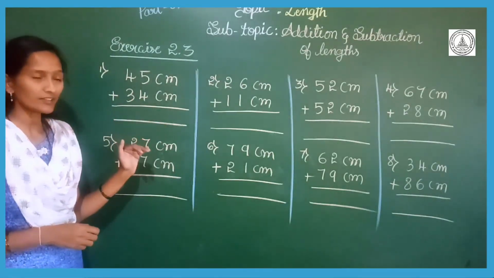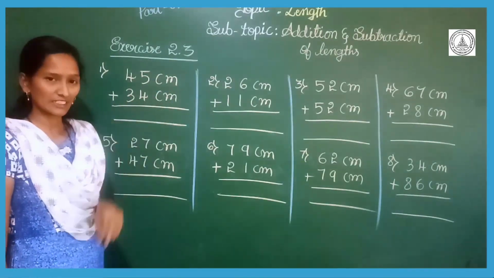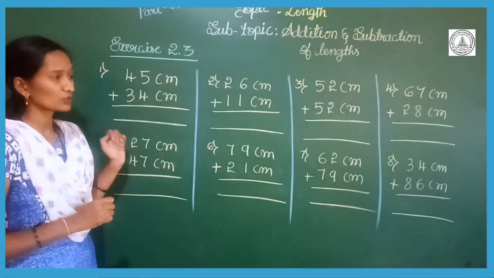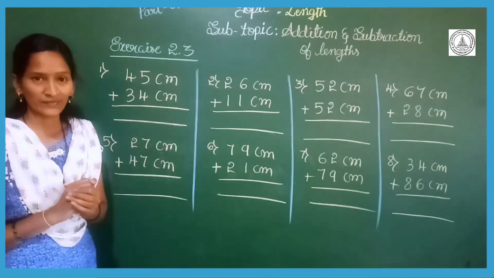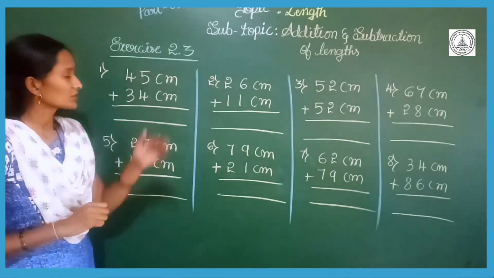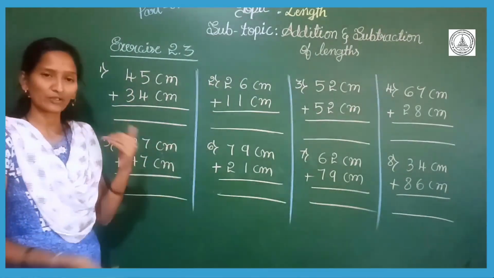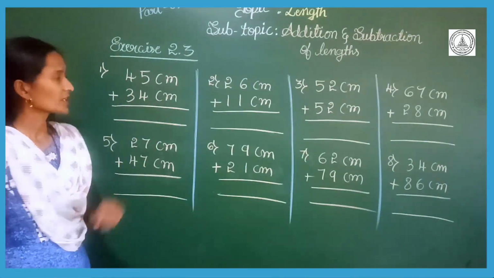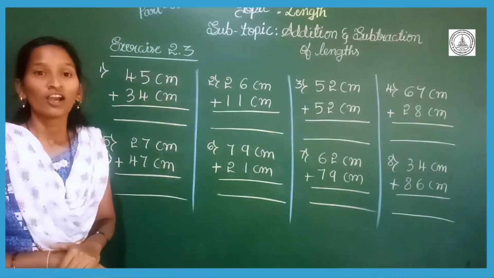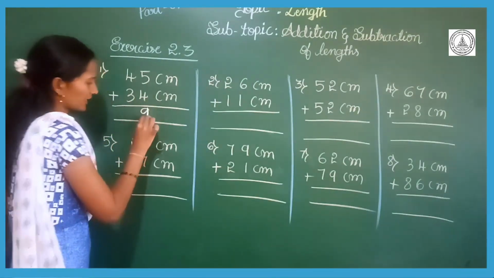So come to the first one. It is 45 centimeter plus 34 centimeter. You already know how to add the numbers. Okay? If you solve these problems, it is very easy. Right? So now I will show the first problem. The remaining problems you have to do at home. See here. First 5 plus 4. What is 5 plus 4? 5 plus 4 is 9. Right? So write down here 9.